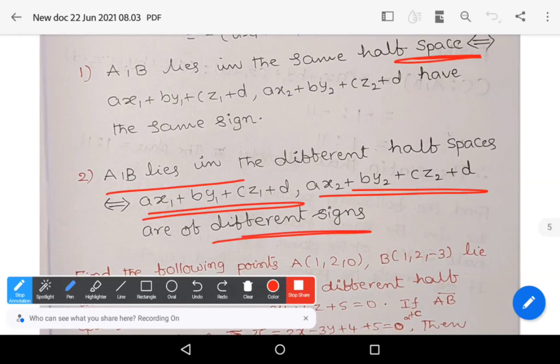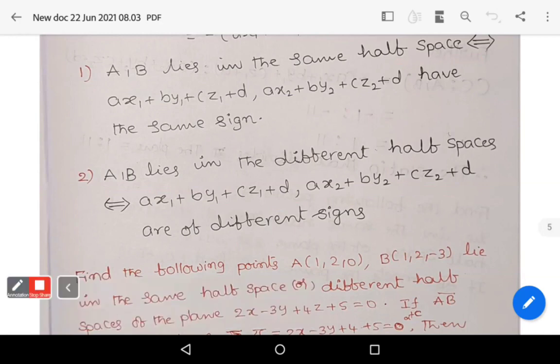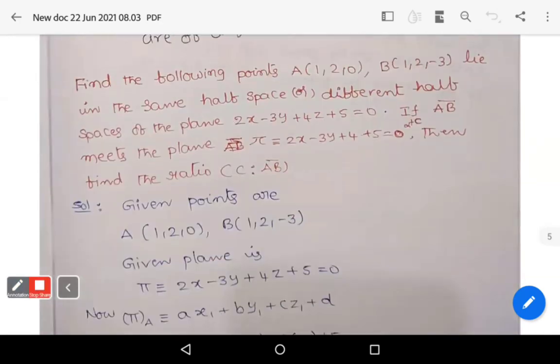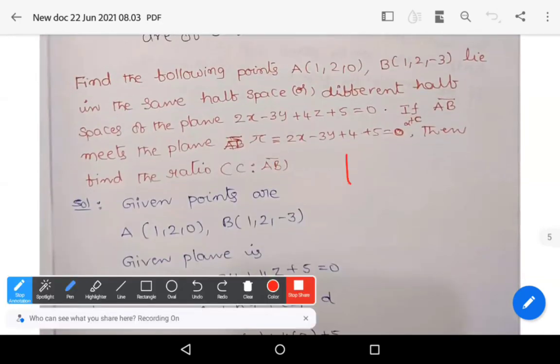ax1 plus by1 plus cz1 plus d and ax2 plus by2 plus cz2 plus d have opposite signs. Let us solve a problem which is very important for your examination. Very important problem from the examination point of view.